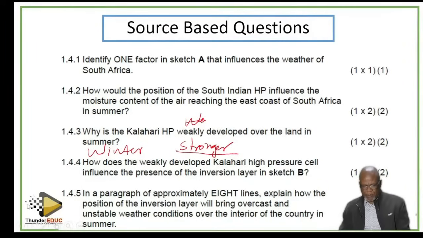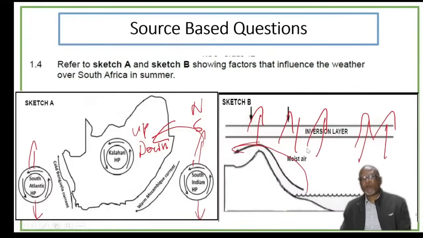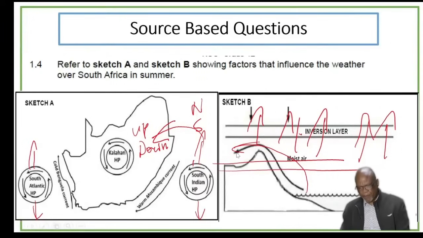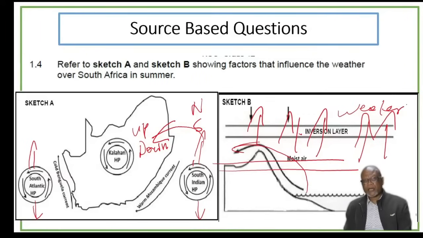Remember we're saying there is strong convection during summer, and during winter there will be strong subsidence. Because of strong subsidence during winter, the inversion layer will move below the escarpment and trap warm west air. So this one indicates a weaker Kalahari high pressure, and this one will indicate a stronger Kalahari high pressure. So this is what will happen for different seasons.